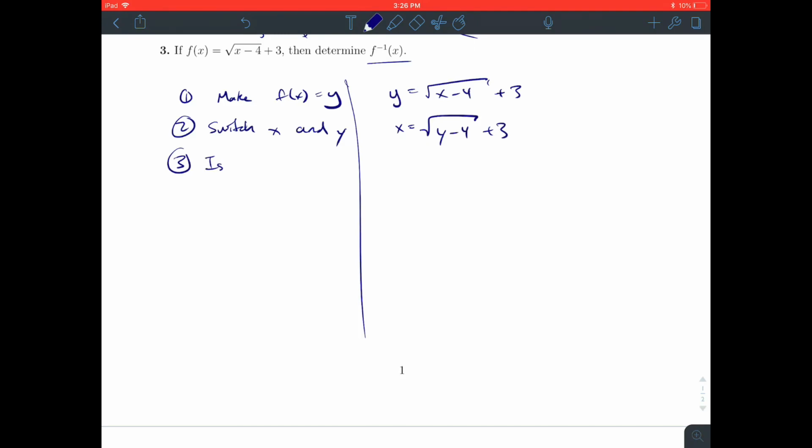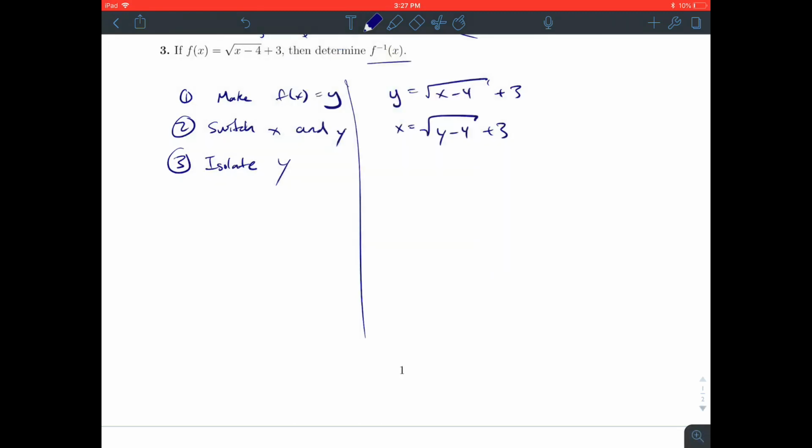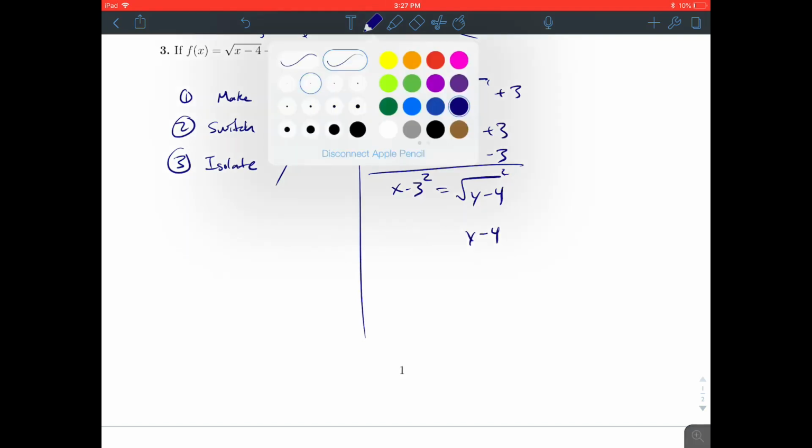This equation looks a little strange because y hasn't been isolated, but in step 3 we'll address that, because step 3 is to isolate y. So I'll just leave it like this. Minus 3 on both sides. We get x minus 3 is equal to the square root of y minus 4. Square both sides, and you get y minus 4 on this side.